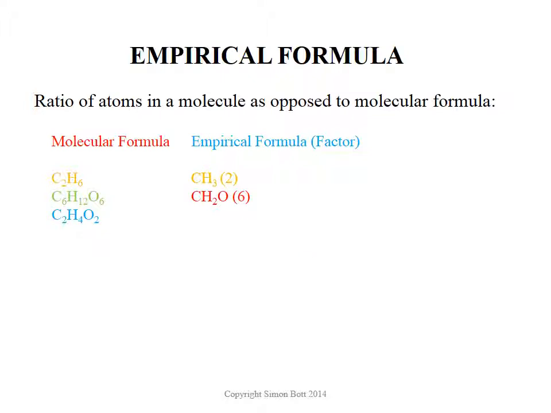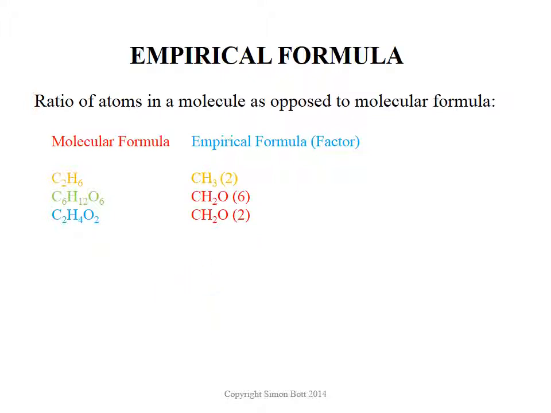Take another molecule, C2H4O2. This is obviously a very different molecule from glucose, right? This is ethylene glycol, for example. It's not glucose, but look how it has the same ratio. It's got that 2 to 4 to 2, or 1 to 2 to 1, that same ratio of atoms, the same empirical formula. The only difference is that for ethylene glycol you have to multiply the empirical formula by 2. It's got 2 of those empirical formula units. Glucose, you have to multiply it by 6.